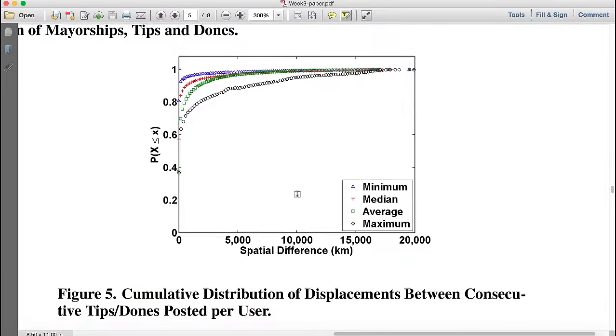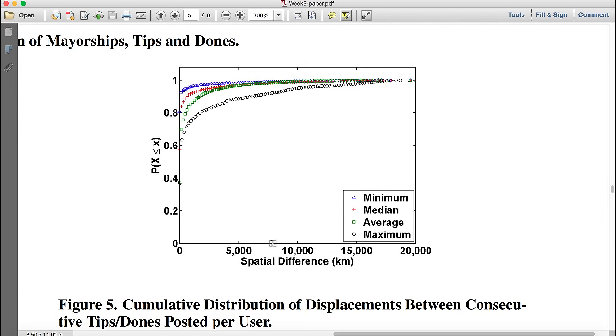So if you see here, 7,000 kilometers is about the last 10% of the users. And then the very short distances are about 70%. Right? The green square is the average. The red plus symbol is the median, the triangle is the minimum, and the circle is the maximum.